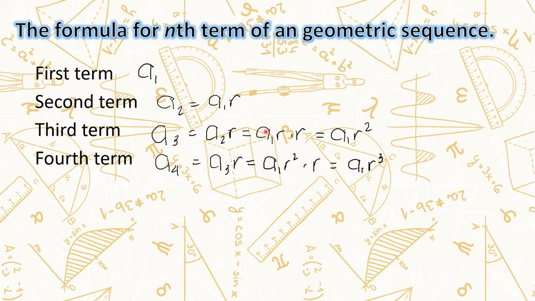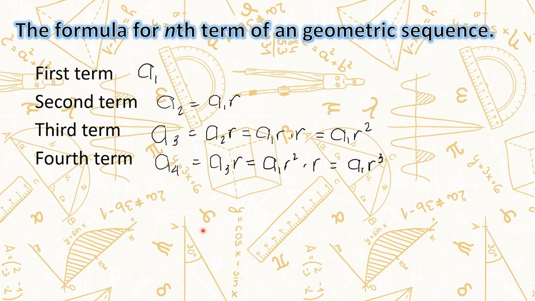Notice that each term in the geometric sequence after the first term, a sub 2, is a sub 1 times r with r raised to 1. A sub 3 is equal to a sub 1 times r squared, where the exponent 2 is 1 less than the subscript, or the number of terms, n. A sub 4 is equal to a sub 1 times r raised to 3. Again, notice that the exponent is 1 less than the subscript, or the number of terms, n.